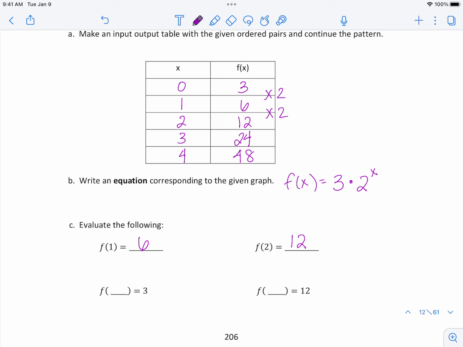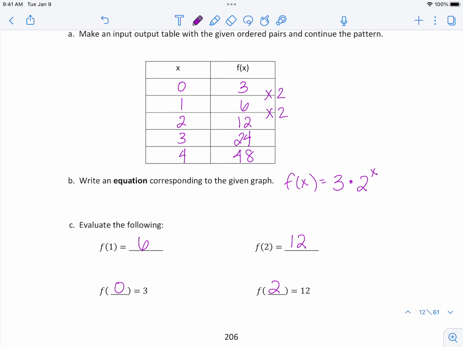If I want f of blank equals 3, I'm looking where my output is 3. So we can see here my output is 3 when my x is 0. That's our starting value. And last, f of blank equals 12. Well, we did that one earlier. If the output is 12, the input is 2.